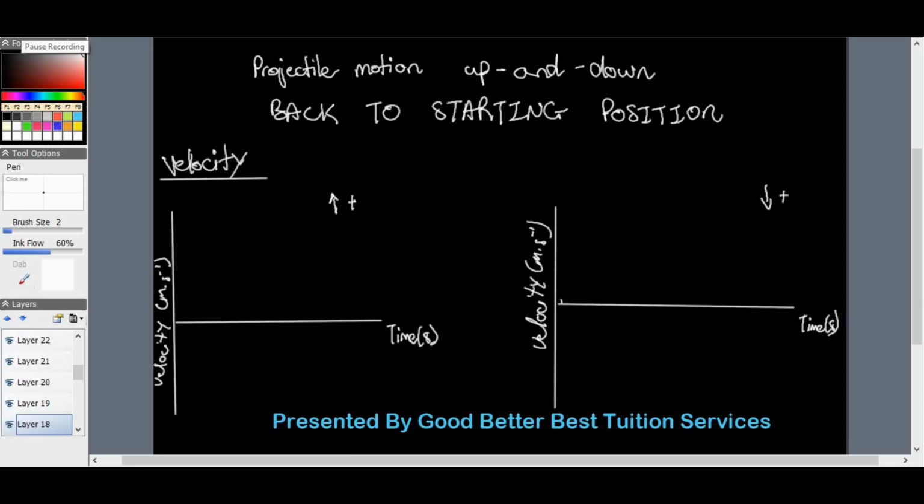Just having a look at the velocity time graphs for the same object. So in other words, it's going up and down and returning back to starting point. If you take upwards as positive, and I'm going to use the red again, of course, for the upwards as positive, it obviously goes up, reaches a certain point in the sky, and then starts making its way back down. Okay, so that's how it would look.